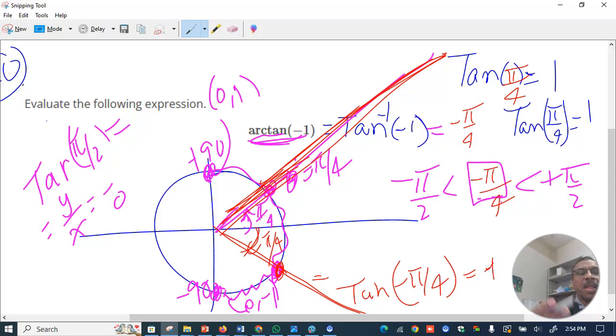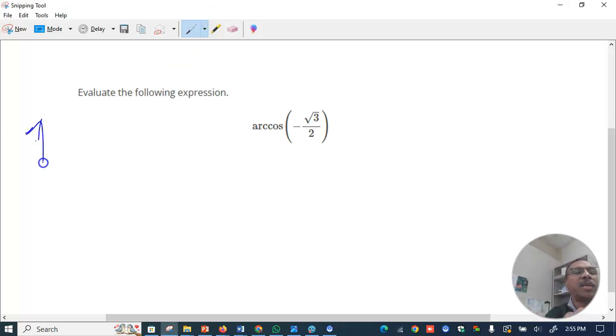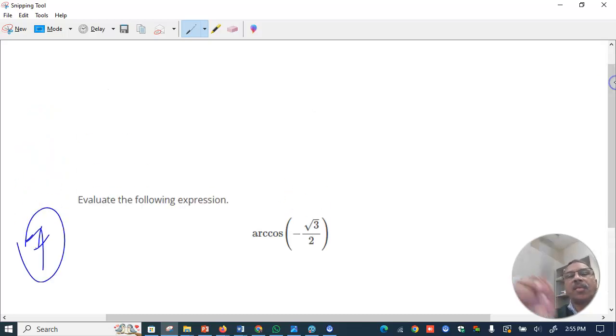Let's do one more, and the only way we can master this skill is to do one more, and do the composition of inverse functions. Okay, this problem is number 7. I like to show this because there were some students who missed the class, so I would like to show how we do this. This is cosine inverse of minus root 3 over 2.